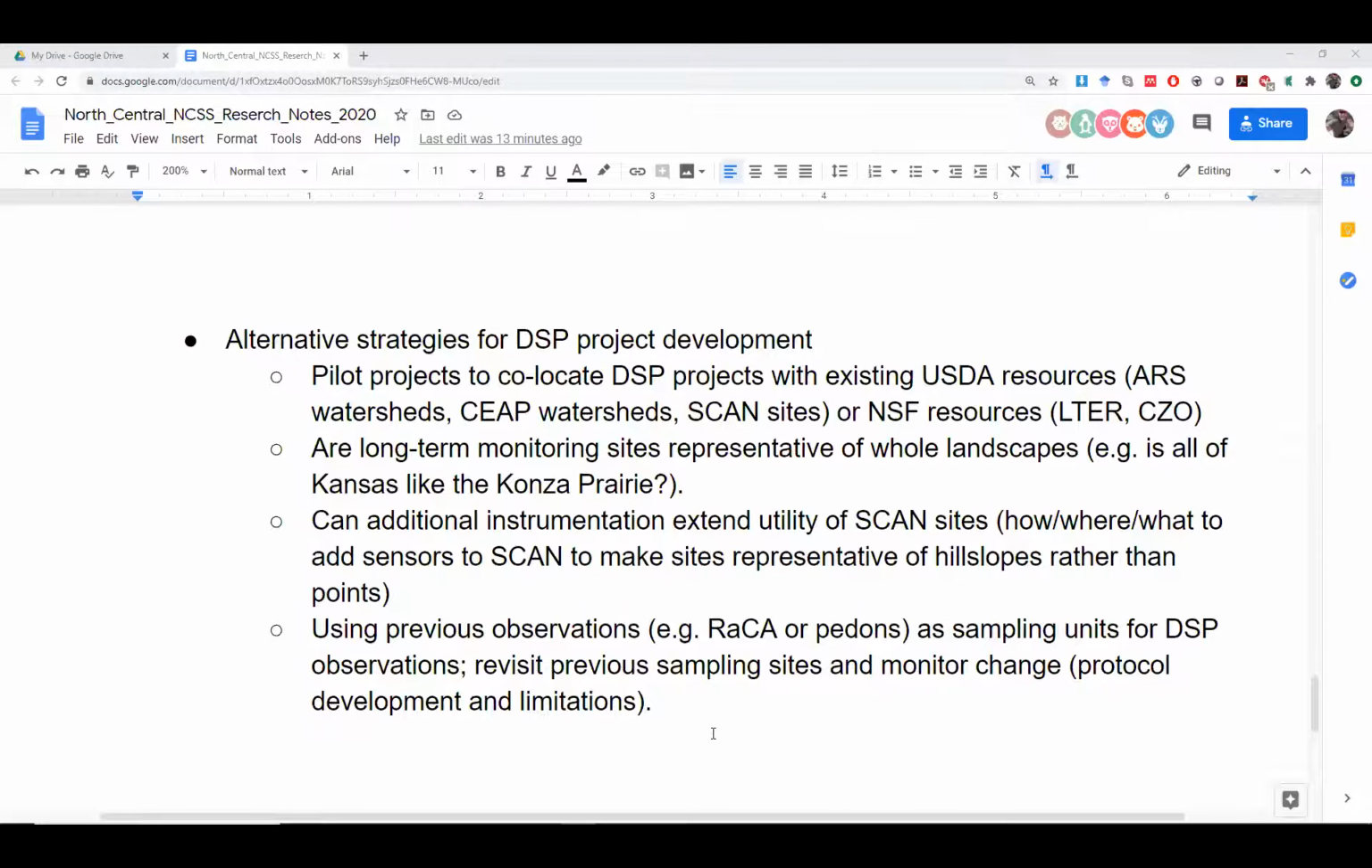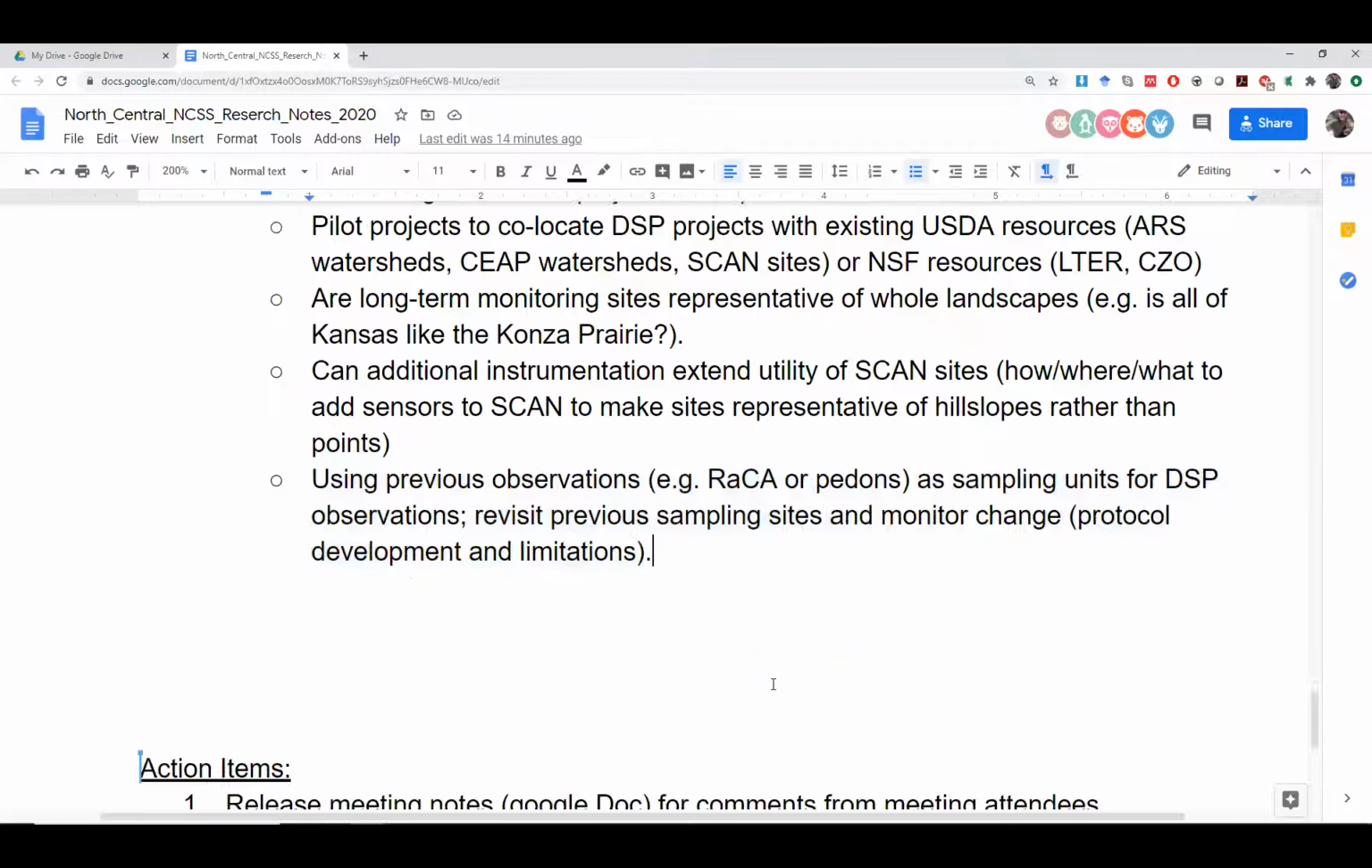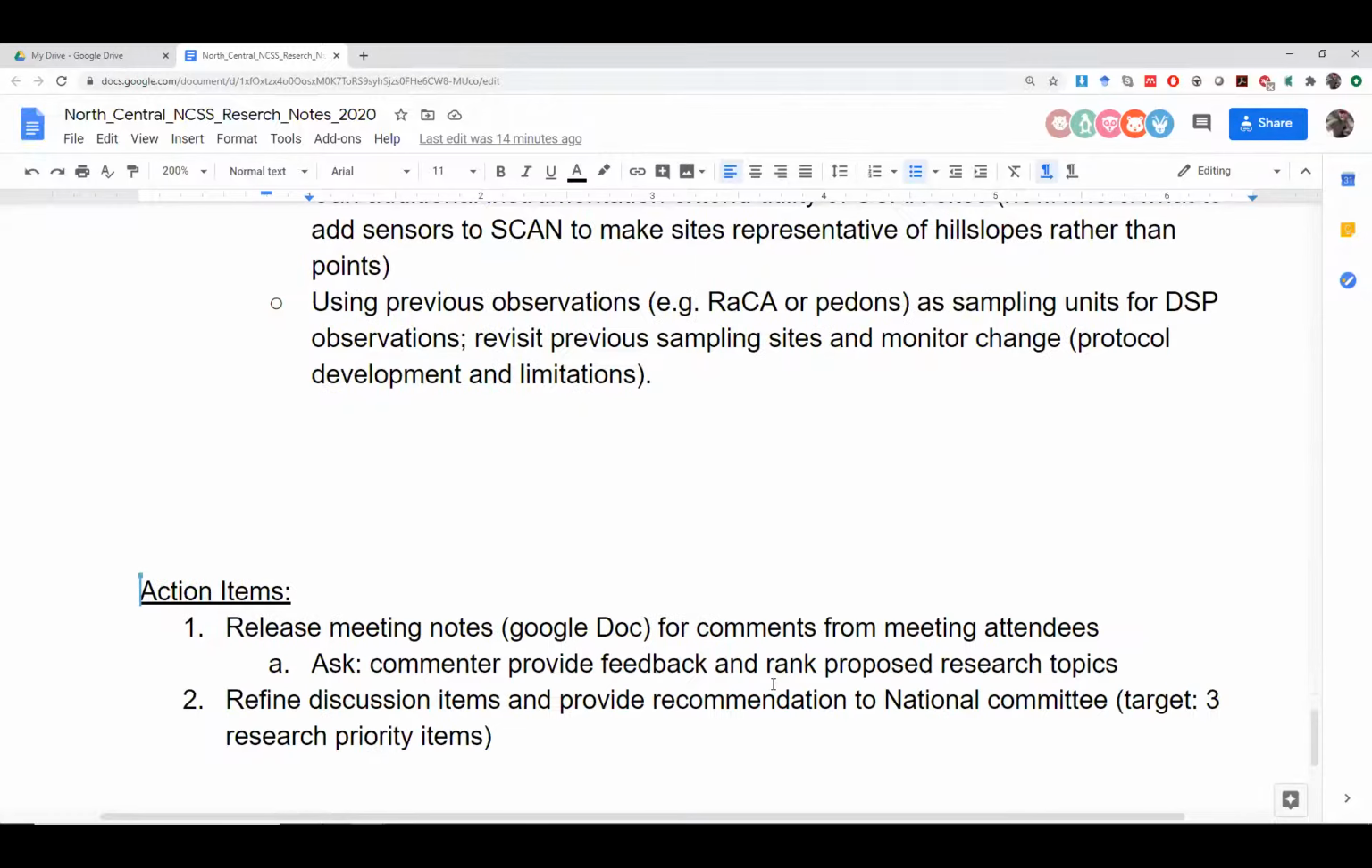And then a really good point was brought up. I can't remember who brought this up, but the potential for using previous observations vis-a-vis RaCA points or soil survey pedons as sampling units for DSP projects. So if we go back and revisit some RaCA sites that either have undergone land use change or are under the same land use, can we measure the changes in those soil carbon stocks and utilize that as part of a DSP project? Essentially, we have the pre-data, and then we could collect data 10 years post previous observation. So that's the bulk of what we've discussed.